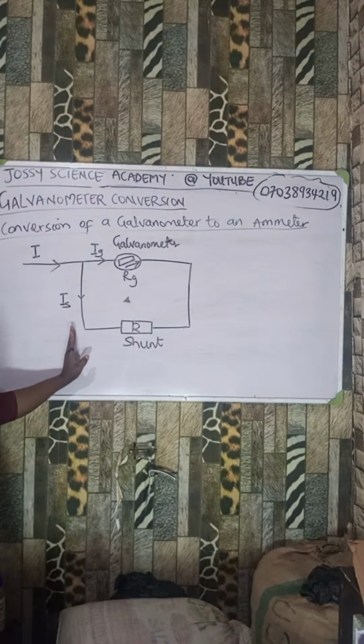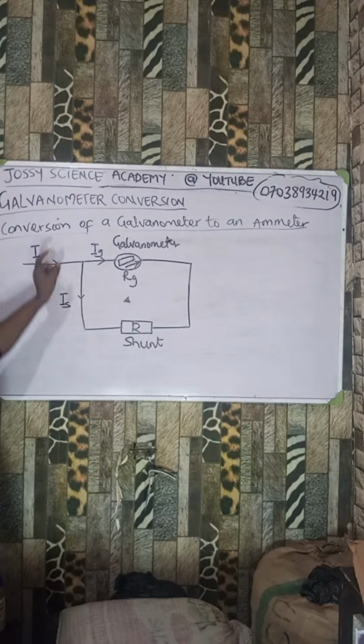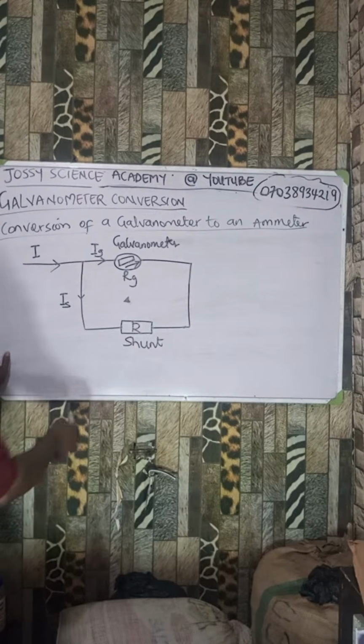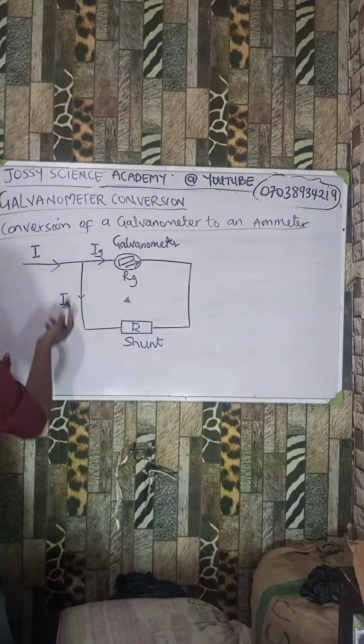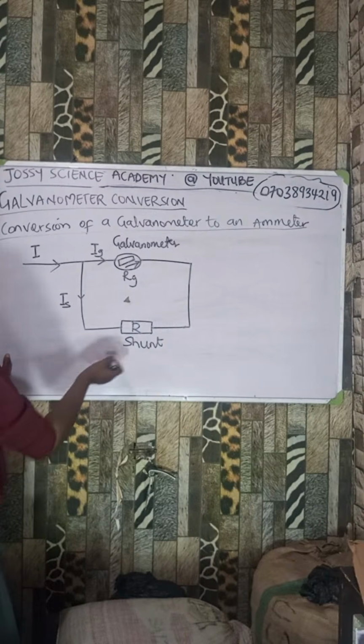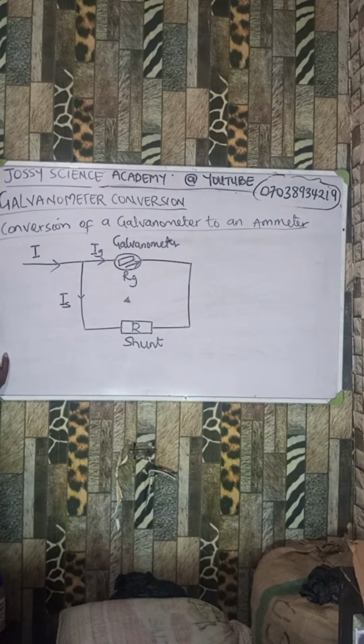It's going to split. Then a little amount of current will flow through the galvanometer, while the rest of it will go to the shunt. That is the only way this galvanometer can start doing the work of an ammeter. Now we can look at the PD, because they are connected in parallel.